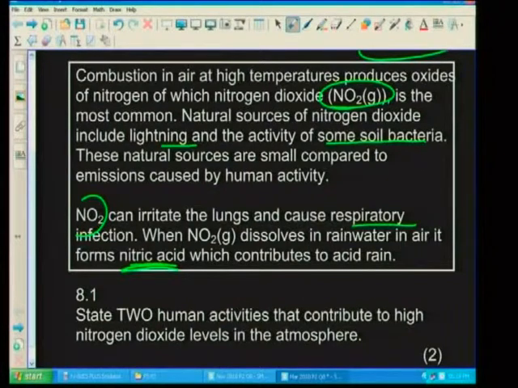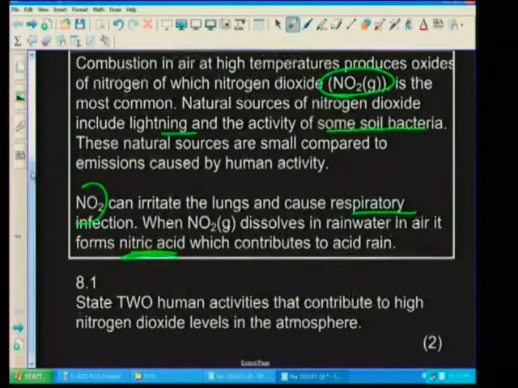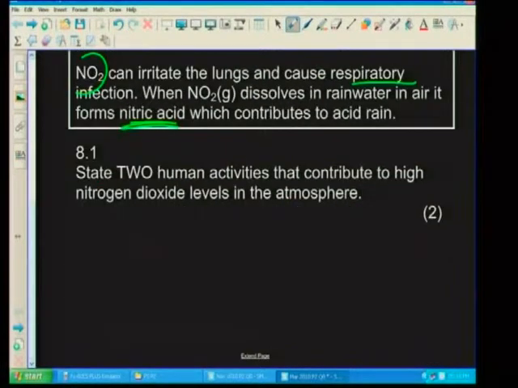Now, just by going through that specific section over there, you can see that they're talking about quite a few activities in nature that will affect the production of nitrogen dioxide, as well as some of the human activities. Now, they ask over here for us to state 2 human activities that will contribute to the high nitrogen dioxide levels in the atmosphere.